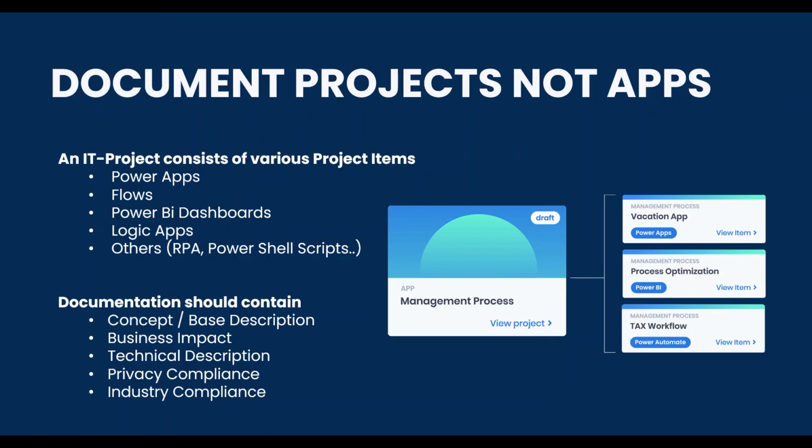A documentation in Runpipe consists of a base description of what this project is all about. Business impact serves as a business justification of the project. The technical description should help the IT understanding the architecture and the level of complexity of the overall solution. Lastly, privacy and industry documentation should ensure that all relevant regulations are met.